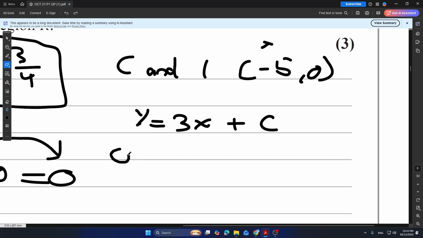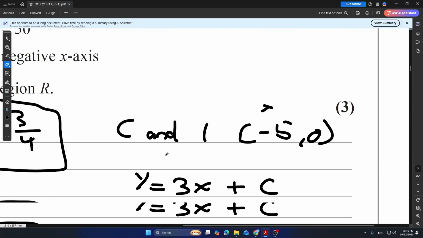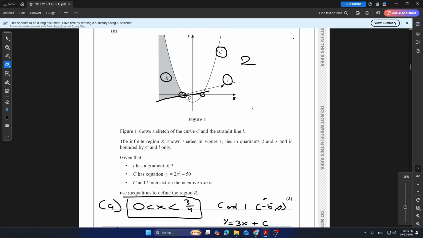So let's do that. 0, which is y, is equal to 3x, we substitute minus 5, plus c. 3 times minus 5 is minus 15, so it equals minus 15 plus c. I will take the minus 15 to the other side. It will be c equals 15. So we found the value of the y-intercept c, meaning the equation of the line is y equals 3x plus 15. This is line L, the straight line.